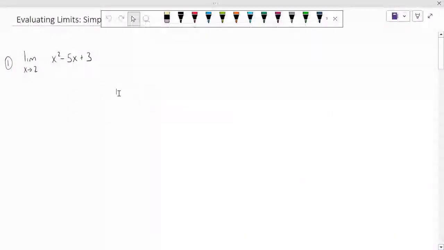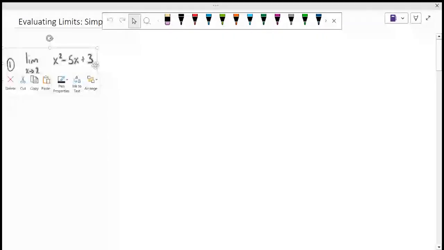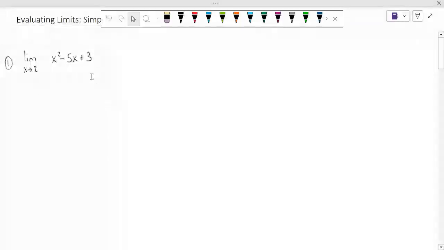So let's look at some really simple examples real quick before I move on to some more interesting cases. Here's the first example. It's just the limit as x approaches 2 of x squared minus 5x plus 3. The idea is, as x gets closer and closer to 2, what value is this function approaching?